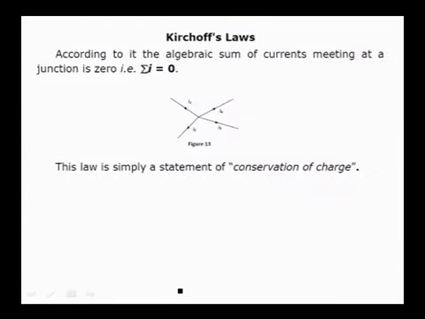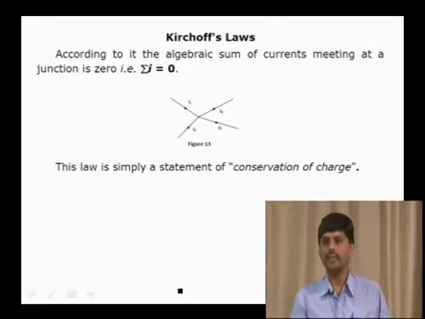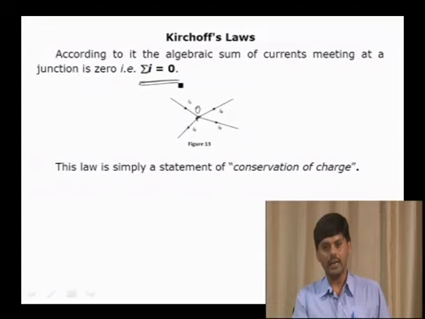Next we will move on to Kirchhoff's laws. According to the first law, the algebraic sum of the currents meeting at a junction is 0. Mathematically, we can write sigma I = 0. In the diagram given, some of the currents are entering the node and some are leaving the junction, but the algebraic sum of the currents at this junction should be 0. That is the meaning of sigma I. The sign convention is that entering current is taken as positive and leaving current is taken as negative. The sum of the entering currents is equal to the sum of the currents leaving the node.